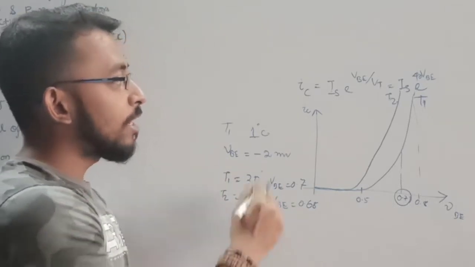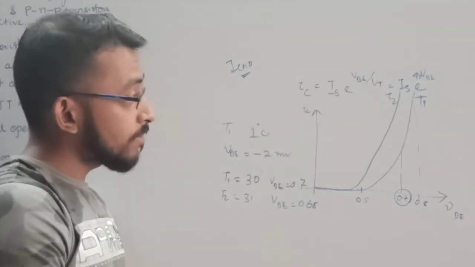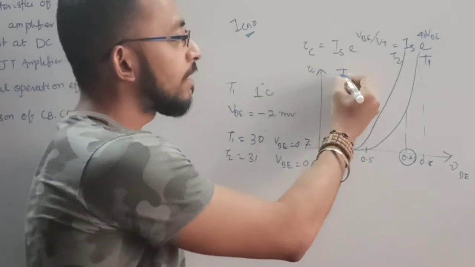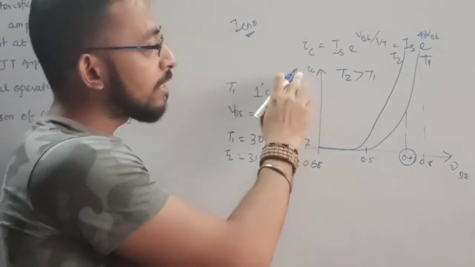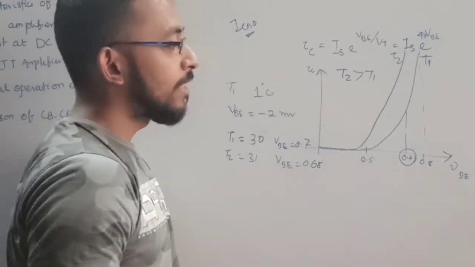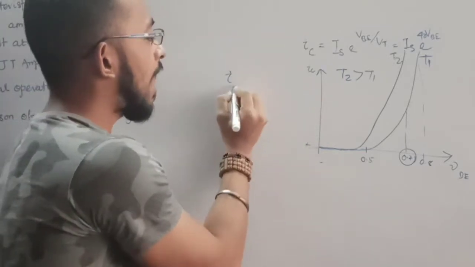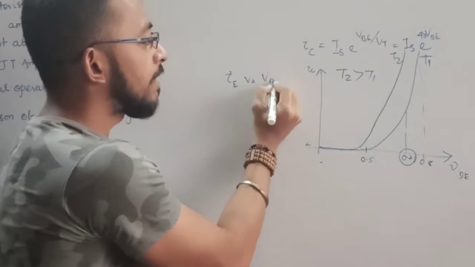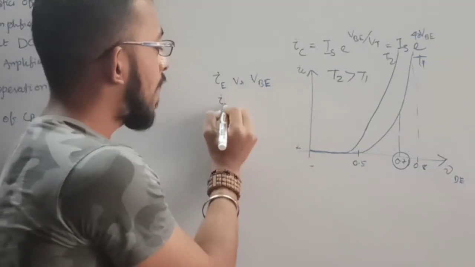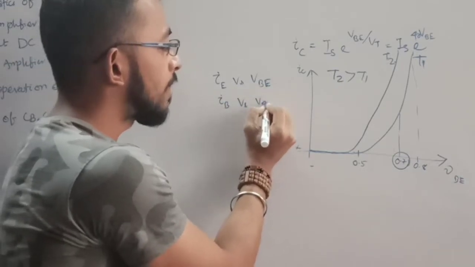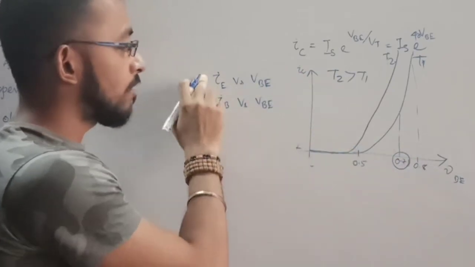We will see some numerical based upon this, including ICBO and this temperature also. Here my T2 is greater than T1. That's why my VB is changing. This is the graph between IC versus VB. Similarly, we can draw the graph between IE versus VBE, also IB versus VBE. Similar to IC versus VB, we can draw these two graphs also.